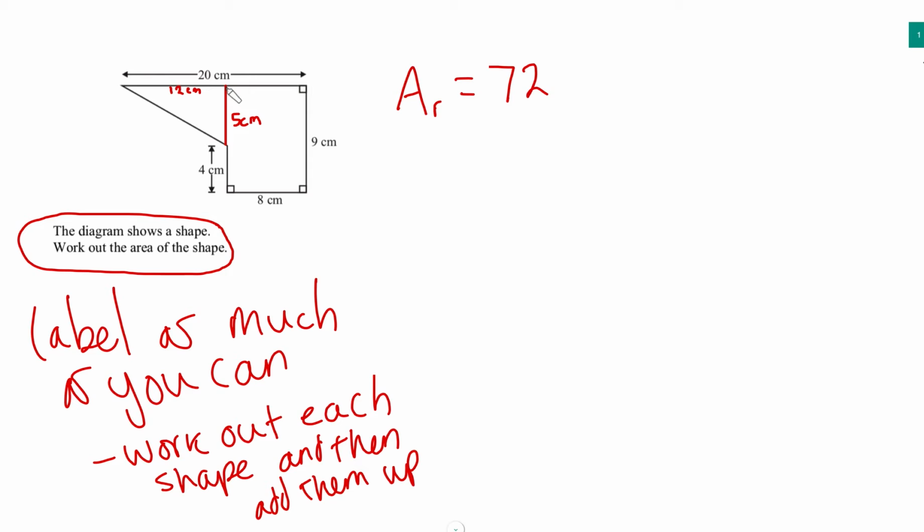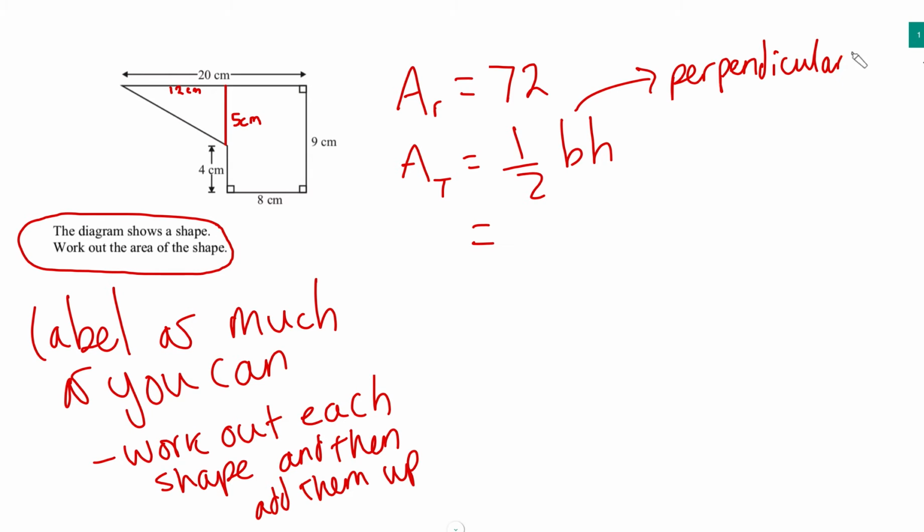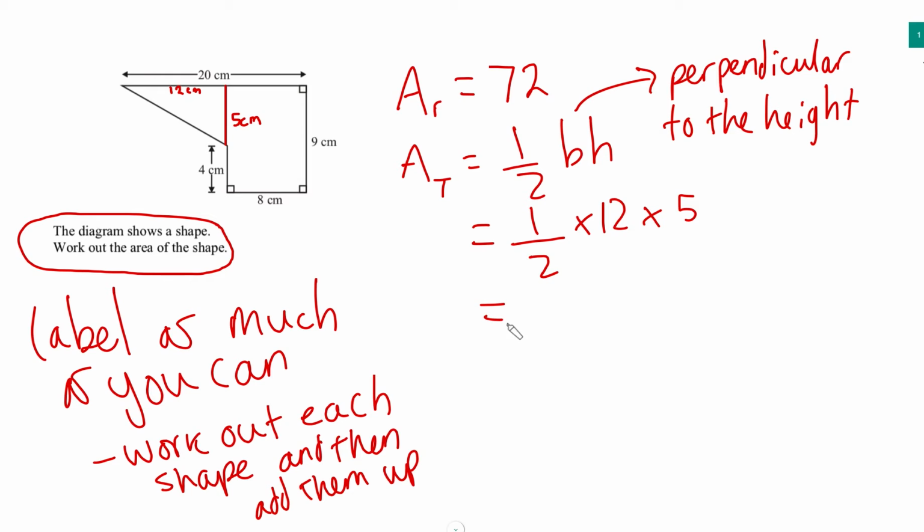Okay. The area of a triangle, remember, is half base times height. So the base is going to be 12. Remember, the base should be perpendicular to the height. So this 12 centimeters, yes, it is perpendicular to the 5 centimeters. So it's going to be half times 12 times 5. If we do that, we end up with 30.